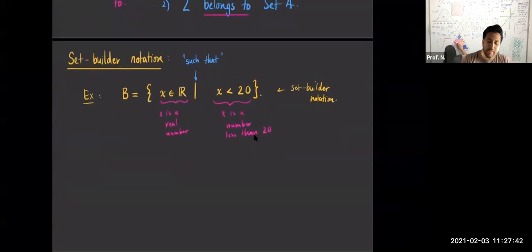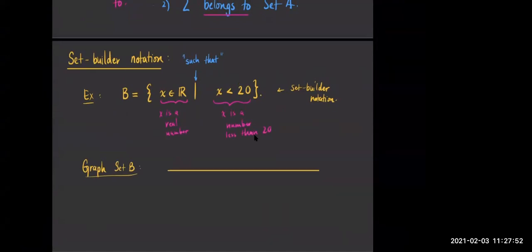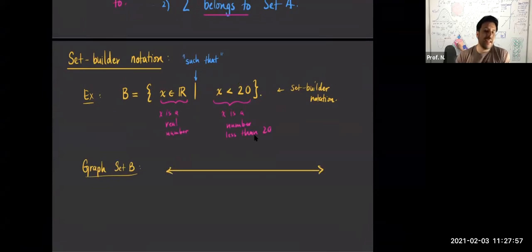And now we can graph this, can't we? Do you guys know how to graph set B on the number line? Would we have to find out what x equals first? Well, x is anything less than 20. So I want to graph x less than 20. On the number line, we've got 0, 1. Actually, let me make this by 5. 5, 10, 15, 20. This is -5, -10, -15, and so on and so forth.